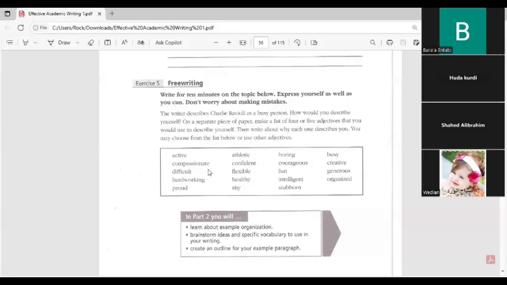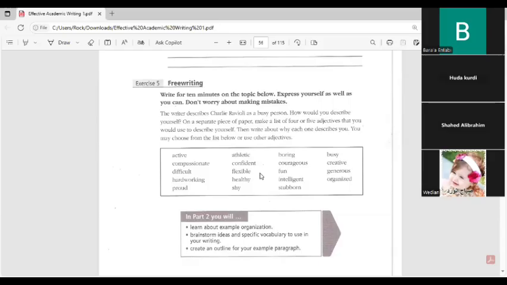We have active, compassionate, difficult, hardworking, proud, athletic, confident, flexible, healthy, shy, boring, courageous, fun, intelligent, stubborn, busy, creative, generous, and organized. We have so many adjectives, these are personal characteristics to describe yourself. You can use some of them, and please describe yourself using some of those adjectives.